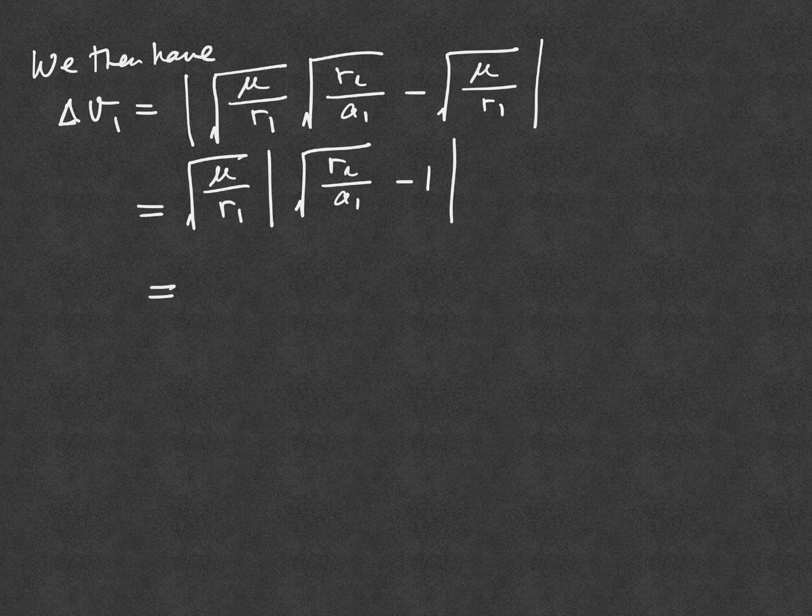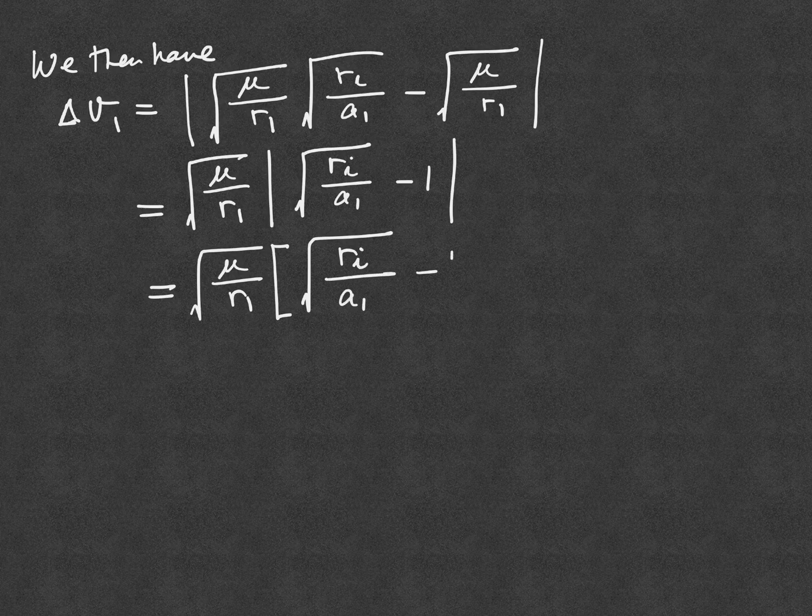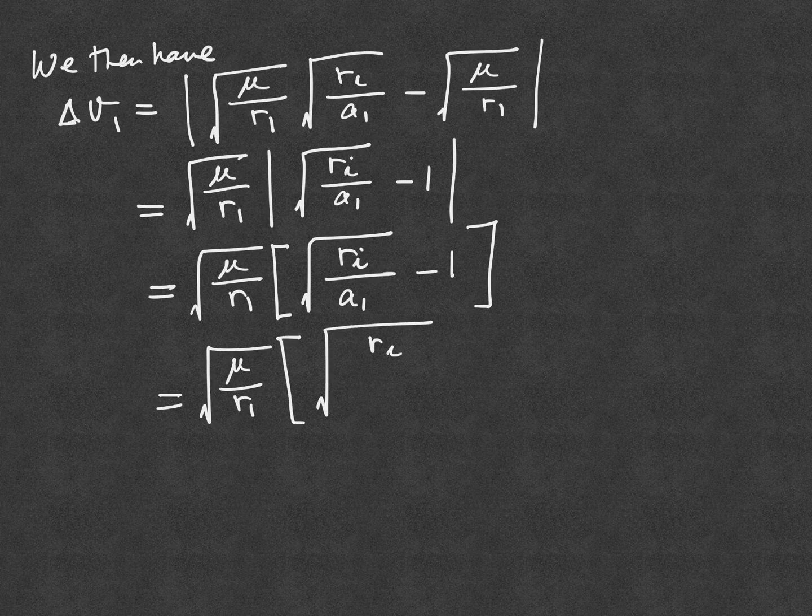So as a result of that, we simply get the square root of mu over R1 times the square root of Ri over A1 minus 1. Now we can substitute the expression for A1 back into this result, and we get the square root of mu over R1 times the square root of Ri. Now A1 is equal to Ri plus R1 all divided by 2, so we get 2 Ri over R1 plus Ri, minus 1. And that's the first impulse.